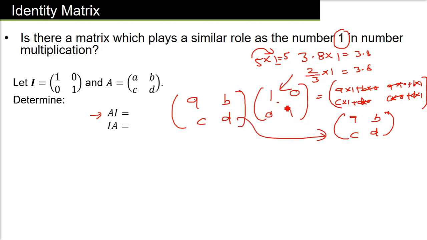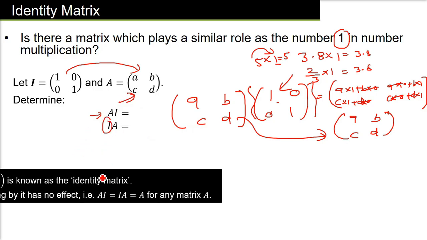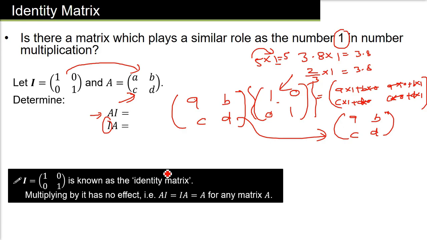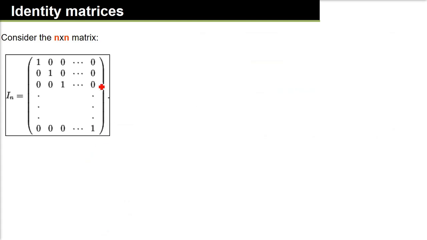So the value which is being multiplied with this A matrix, so that that A matrix comes back, is the identity matrix. So even if you do I into A, that same matrix will come. So I am saying I is the identity matrix for A. So this is the identity matrix, and the multiplication of this matrix with any matrix, 2 by 2 matrix in this case, will not have any effect.